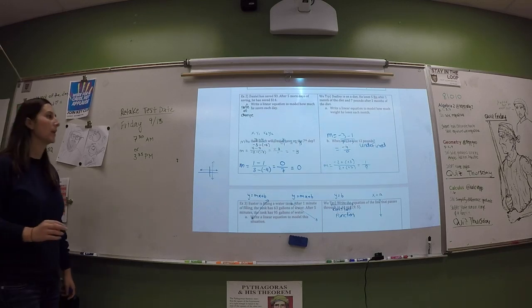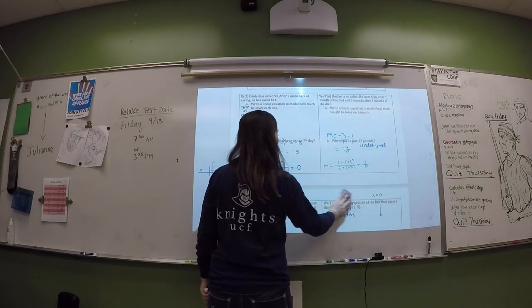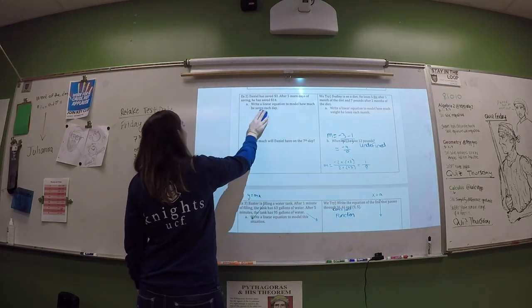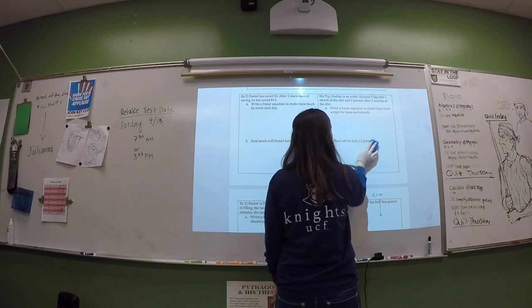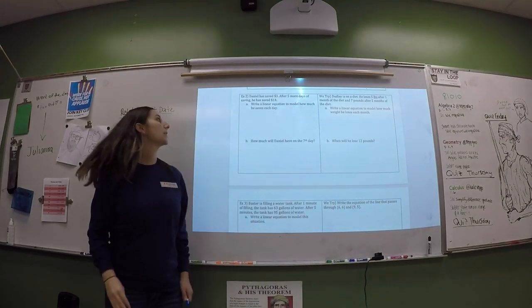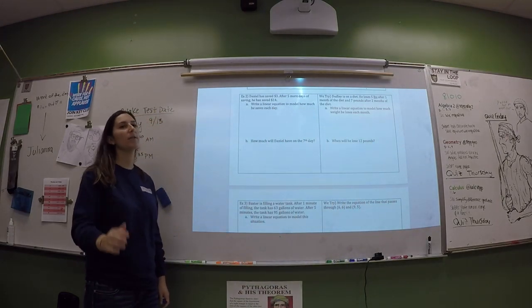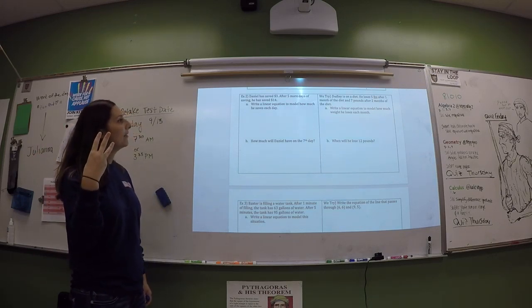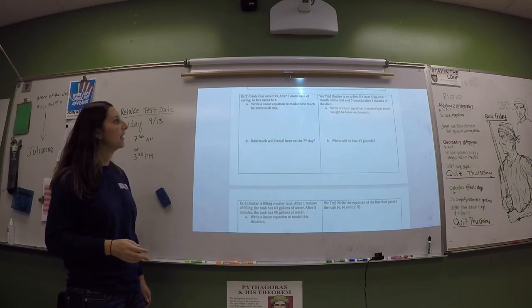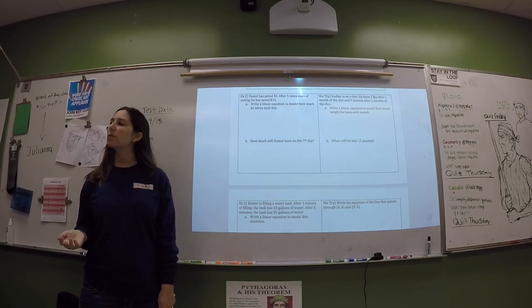So now what we're going to do is write equations of lines. We know how to find the slope. I'm going to show you how to do the rest. So it says Daniel has saved $3. So in his wallet, he's got $3. And then after 5 more days of saving, he has saved $14.